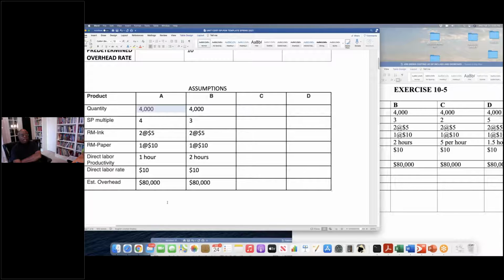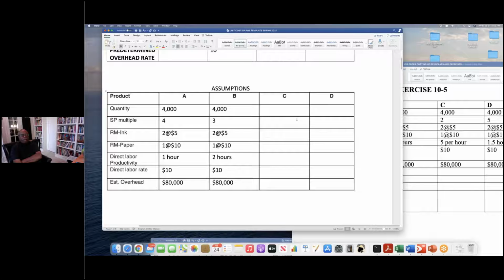So we have our assumptions in. We make it 4,000. Selling price multiple is 4. The ink is 2 at 5. The paper is 1 at 10. So our direct labor productivity is 1 hour. Direct labor rate is 10. Estimated overhead is 80,000. So we multiply and divide in this one. We're multiplying as well.